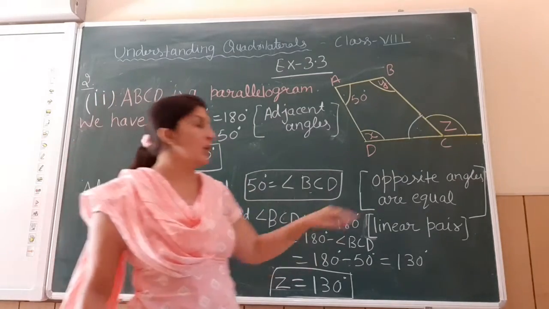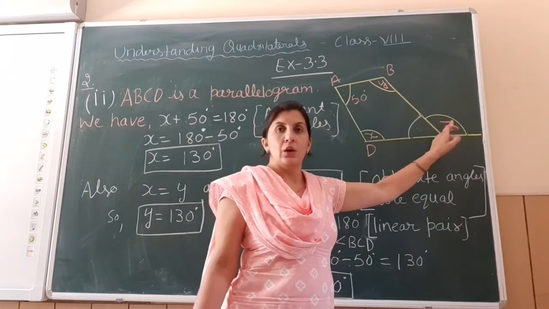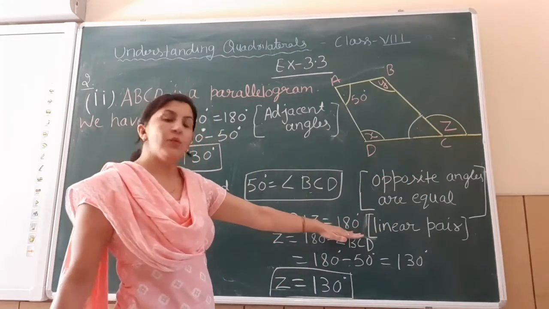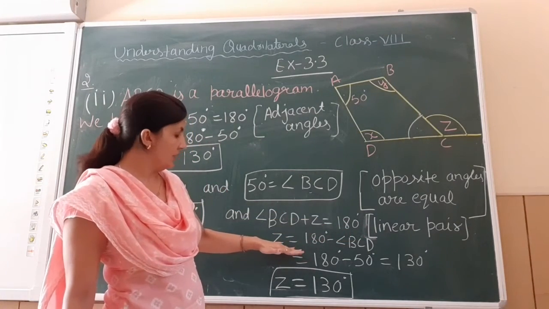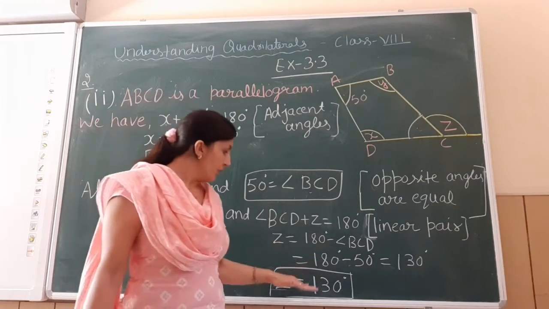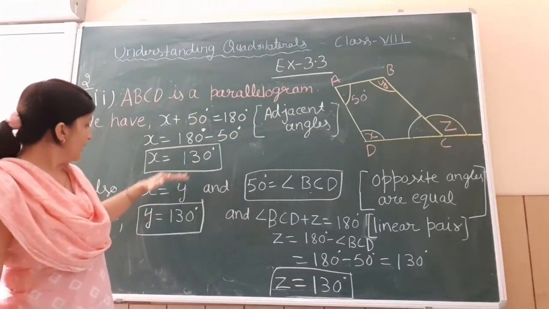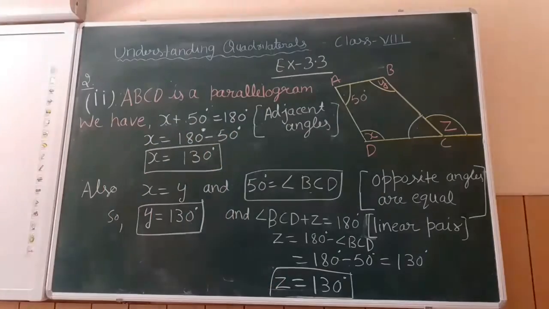Now we have to find out angle Z. Both of these angles, angle BCD and angle Z, form a straight line. So these are linear pair. So sum of linear pair is 180 degree. So from there after solving, we have obtained value of Z is equal to 130 degree. X 130, Y 130 and Z is also 130 degree.